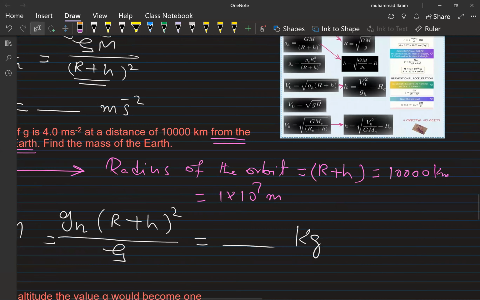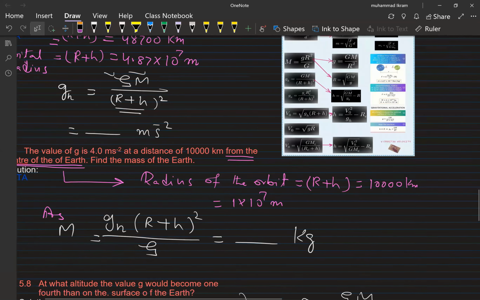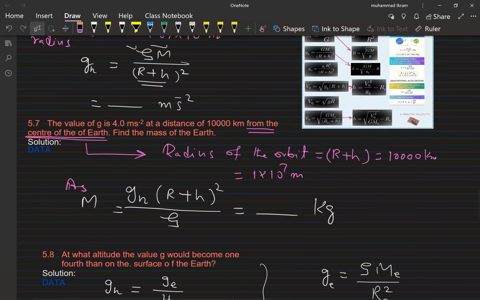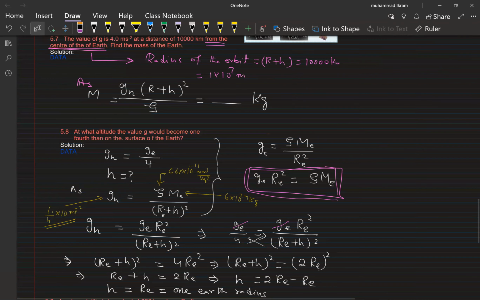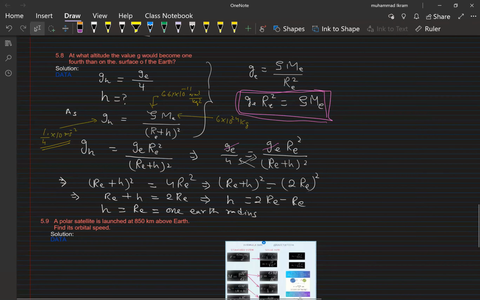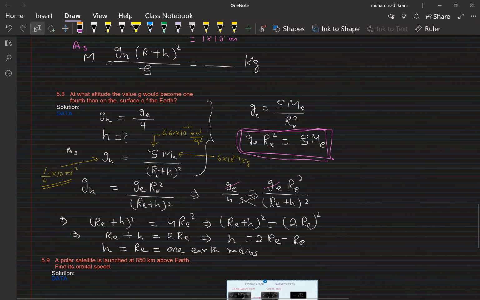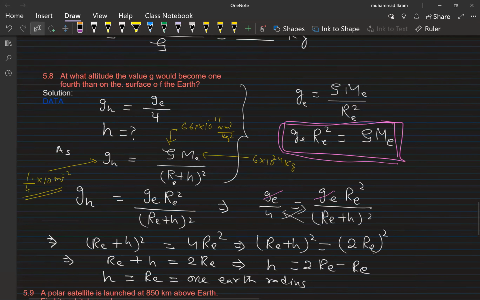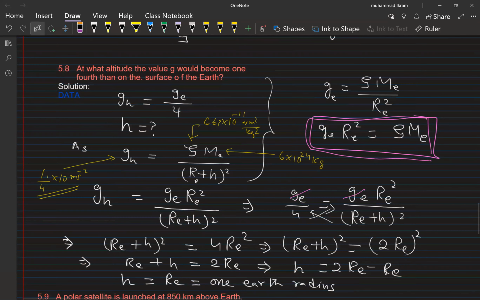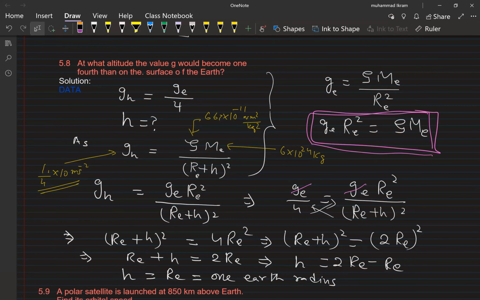That is GM under the root. Look, which formula will we be using? This one. See here. Look, this one.